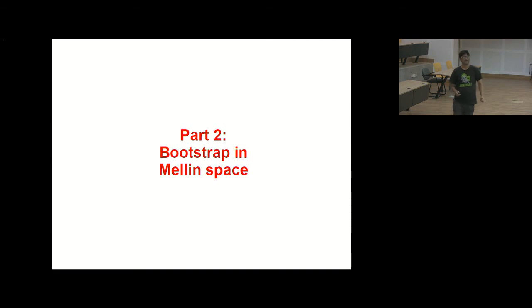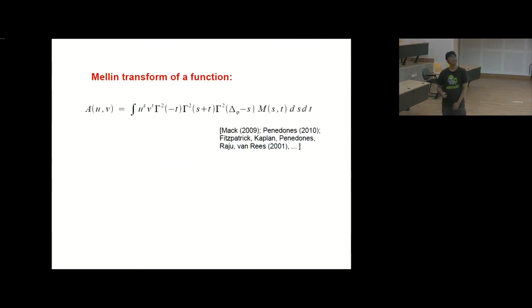So part 2, which is the new approach to bootstrap that we are working on. So what we have here is the Mellin transform of a 4-point function. It has this form where this guy here is a 4-point function, and this M here is the Mellin amplitude.